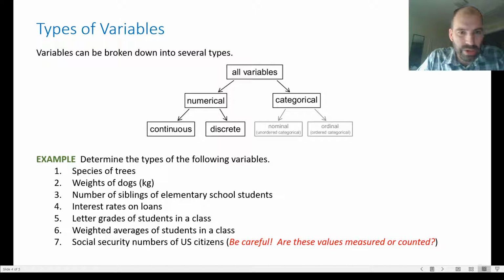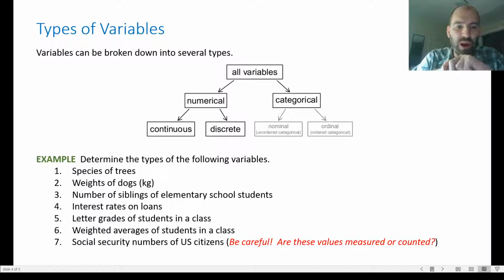So number one, species of trees. Okay. What type of variable would this be? Well, it's not numerical, so it must be categorical, right? Because a species of tree is like maple, pine, elm. Those aren't numbers. Has to be categorical.